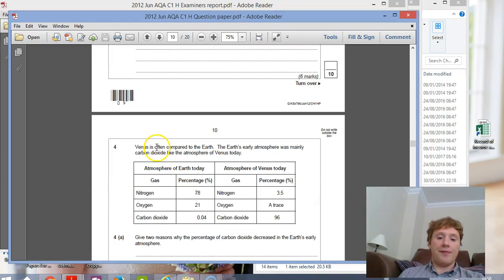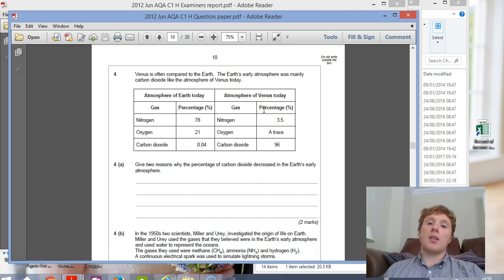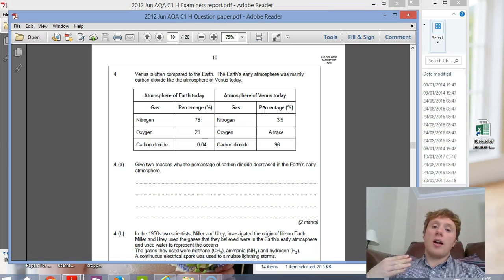Right, question 4. The atmosphere of Venus compared to Earth. You've never seen the atmosphere of Venus before. It's not on the specification. It's new. So you might get a lot of new information in exams. They give you this to test your ability to use this information properly.